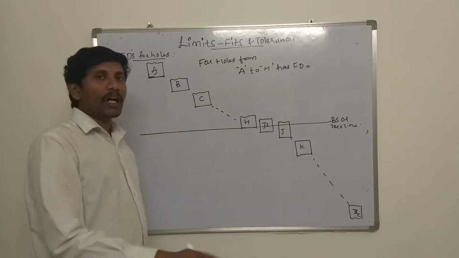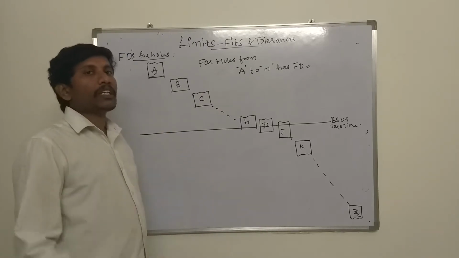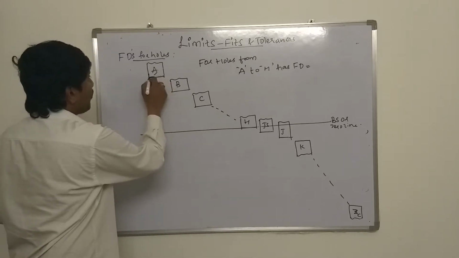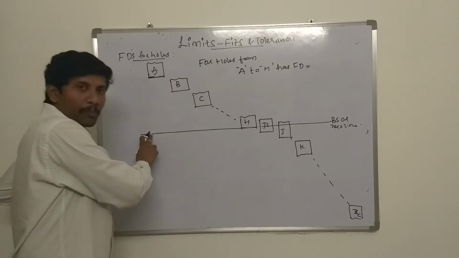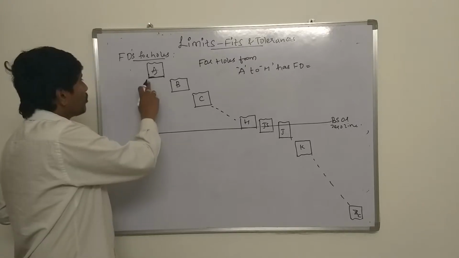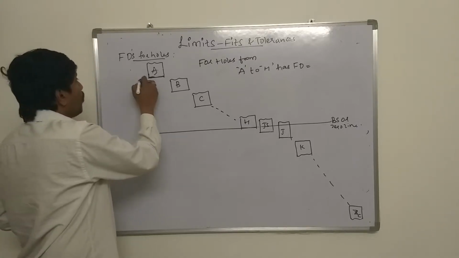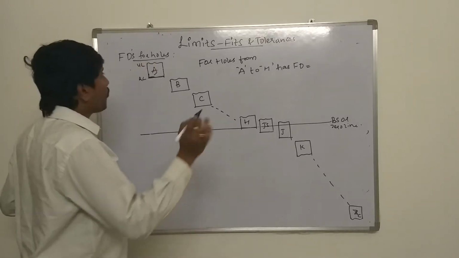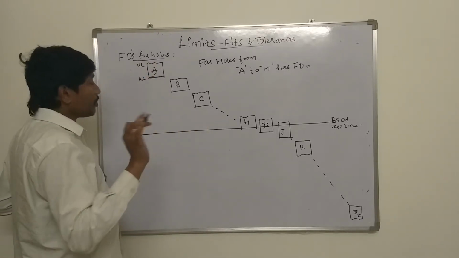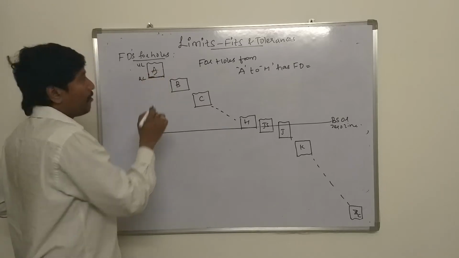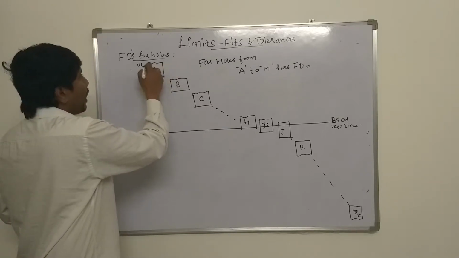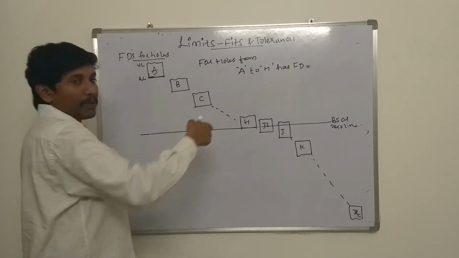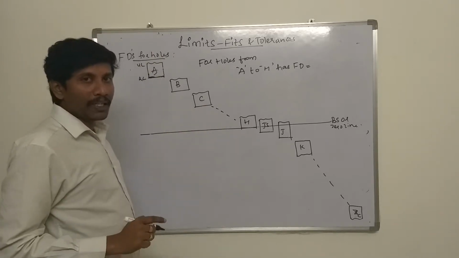here I have said fundamental deviation may be the upper limit or lower limit, whichever nearer to the basic size or zero line. So here if you look, this line corresponds to basic size or zero line. This limit corresponds to lower limit. This limit corresponds to upper limit. So why I have represented upper limit with some form of a curve for capital A hole, you will understand after some 5 minutes.